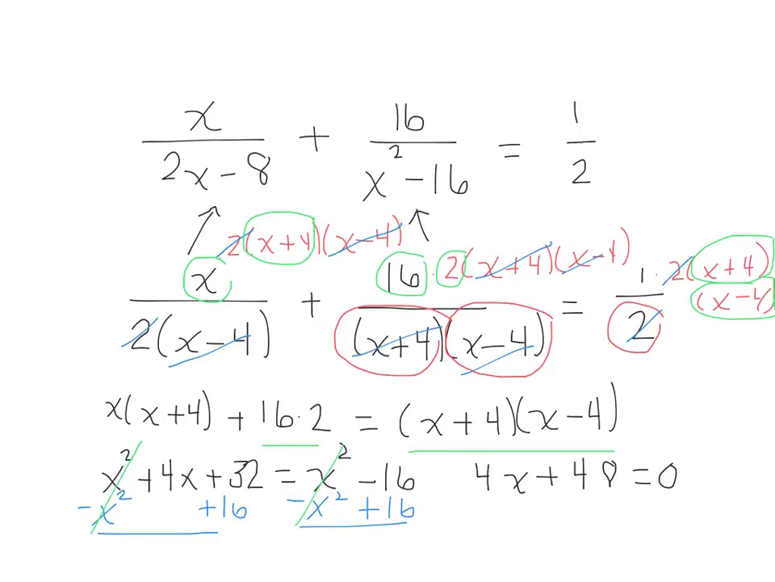We'll subtract 48 from both sides. And we will divide both sides by 4. And we find that x is equal to -12.